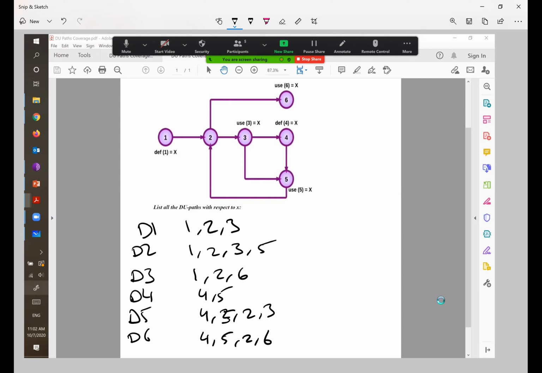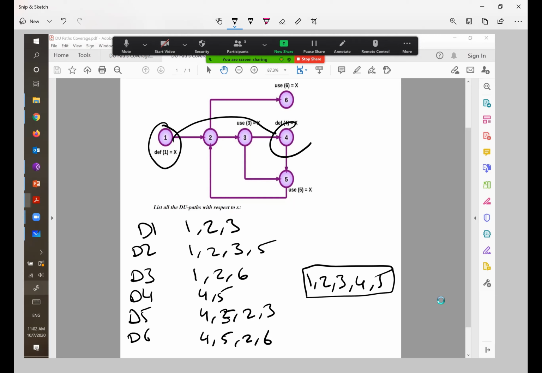We have to take one back. What is it? 1, 2, 3, 4, 5. What is the issue with 1, 2, 3, 4, 5? It's not def-clear. The definition happened here and it got overridden in this one. So this is why.